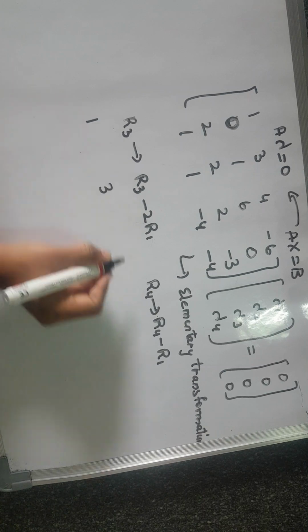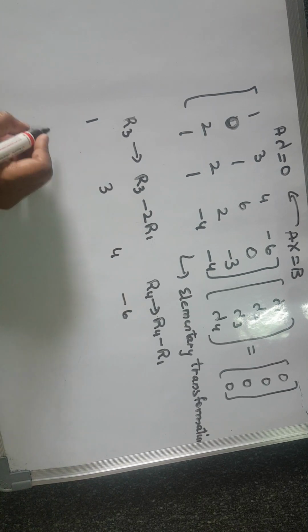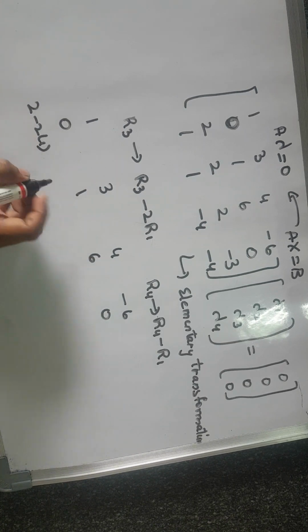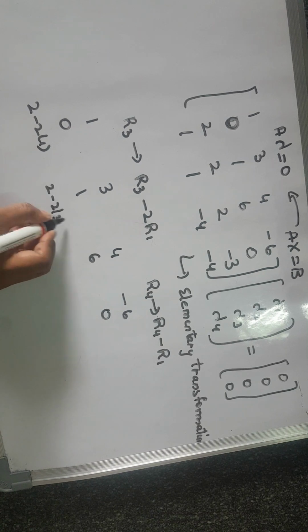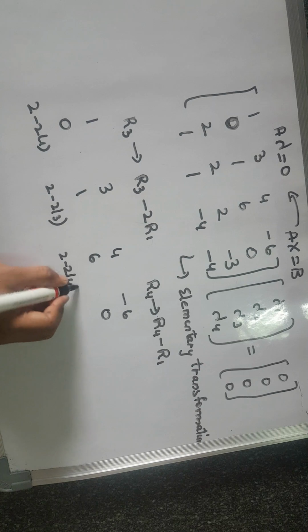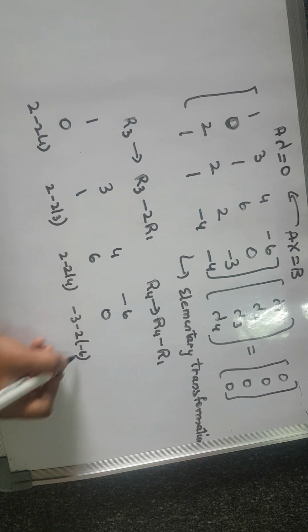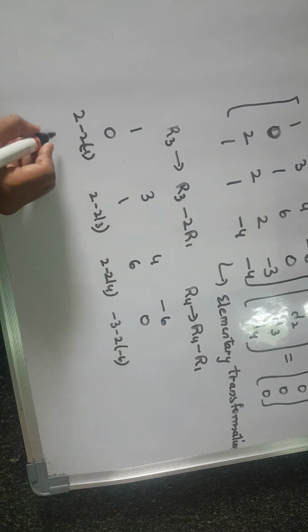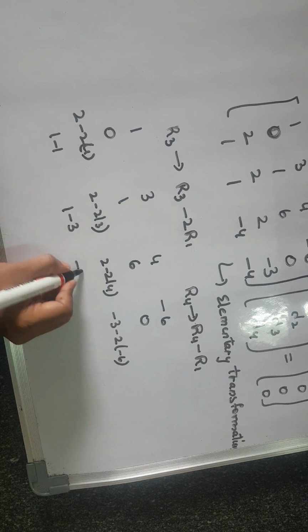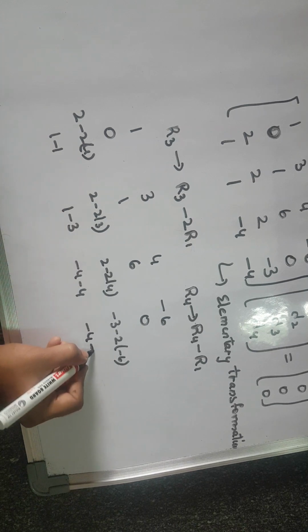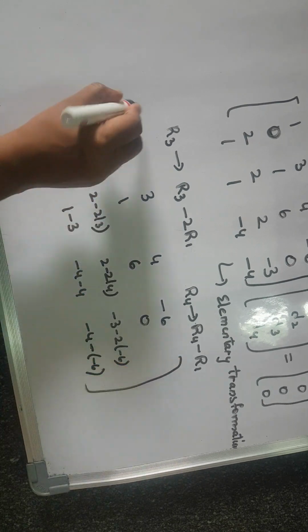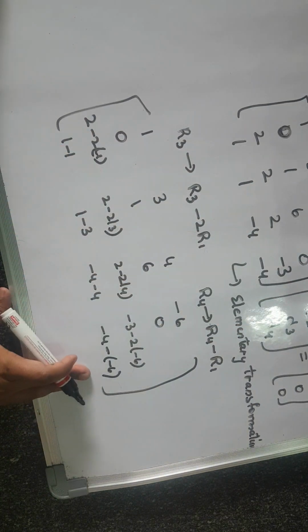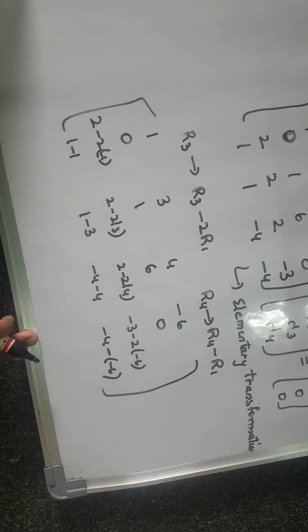How we can write? 1, 3, 4, minus 6, 0, 1, 6, 0, R3: 2 minus 2 into 1, 2 minus 2 into 3, 2 minus 2 into 4, minus 3 minus 2 into minus 6. Okay, R3 minus R1. Now R4 minus R1: 1 minus 1, 1 minus 3, minus 4, minus 4, minus 4, minus of minus 6. The values become like this here. Now calculate and write it.